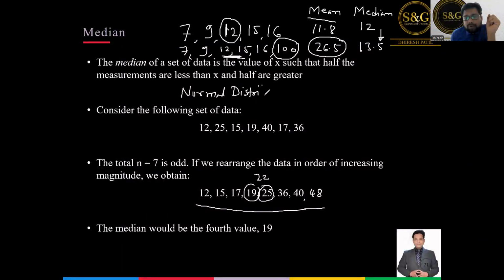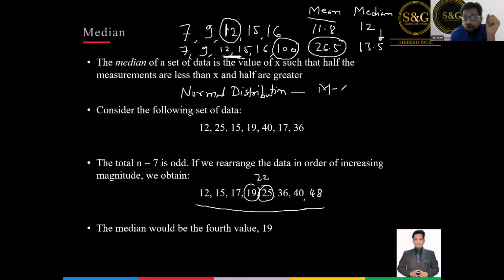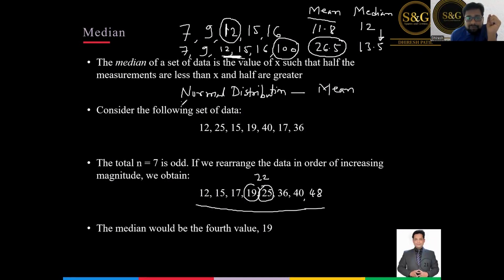That is the reason whenever we have normal distribution, write this down, whenever we have normal distribution, we check the mean of the data. And when we have non-normal distribution, or we call it skewed distribution, okay, I'll show you that, non-normal or skewed distribution, then we have to check the median of the data. Are you clear?